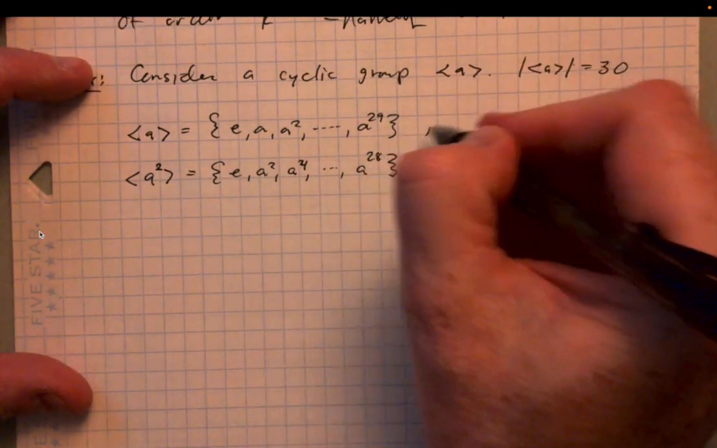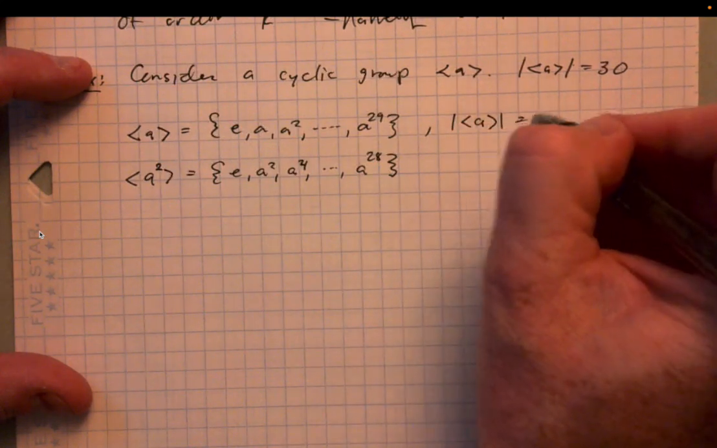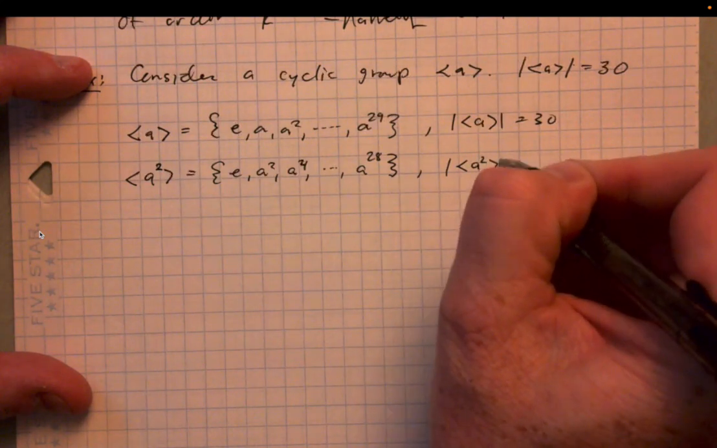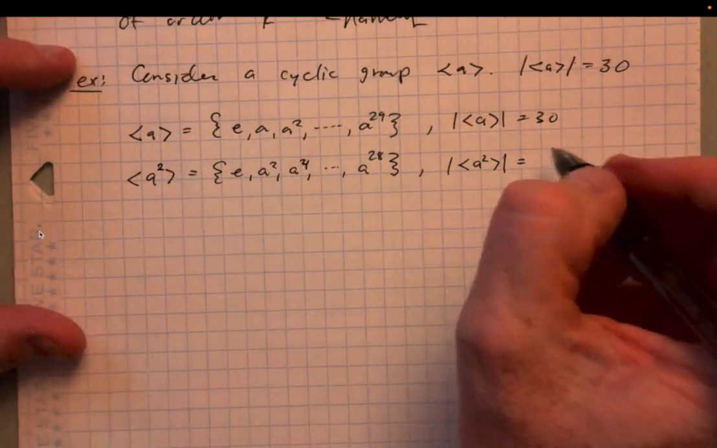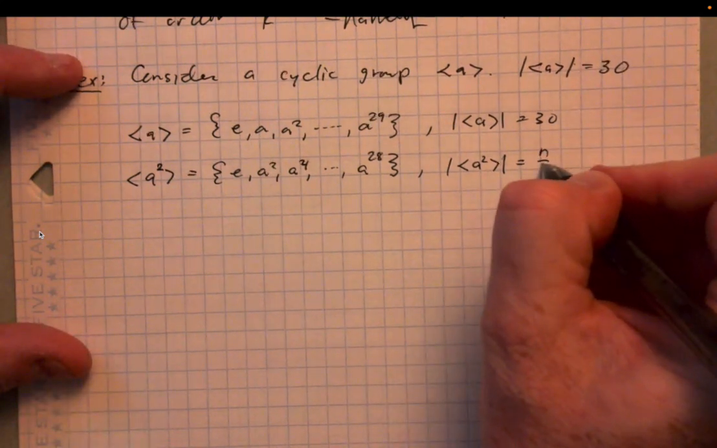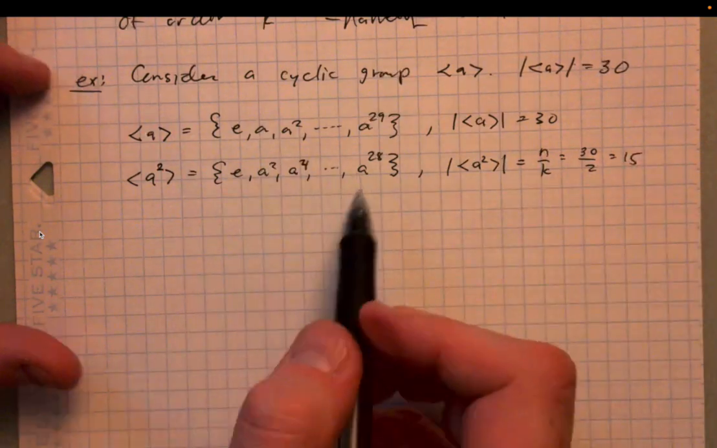Right? Now let's put on here the order of these things. So the order of this guy, we know this is the whole group, so it's 30. What's the order of this got to be? Well, it's n over k, isn't it? I'll write it here. So it would be 30 over 2, which is 15. There'd be 15 elements in there. That's pretty clear.